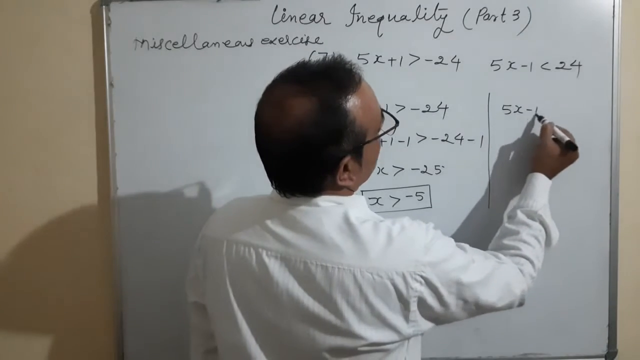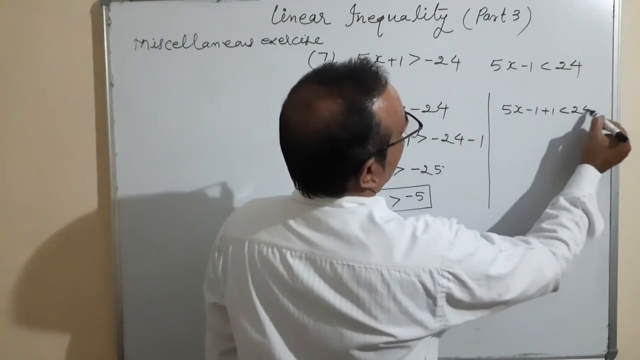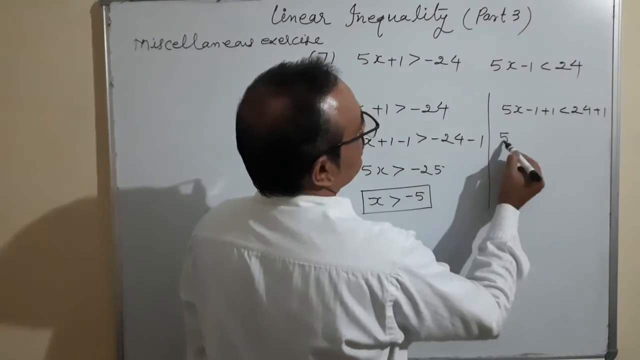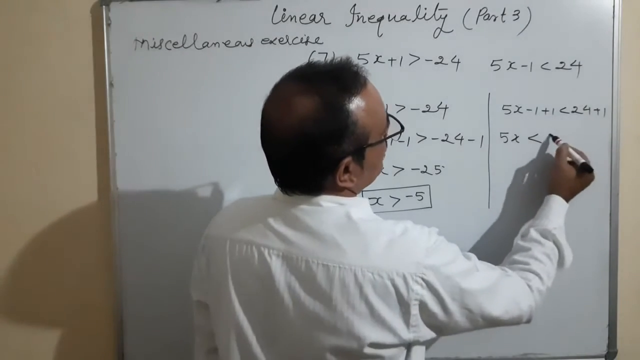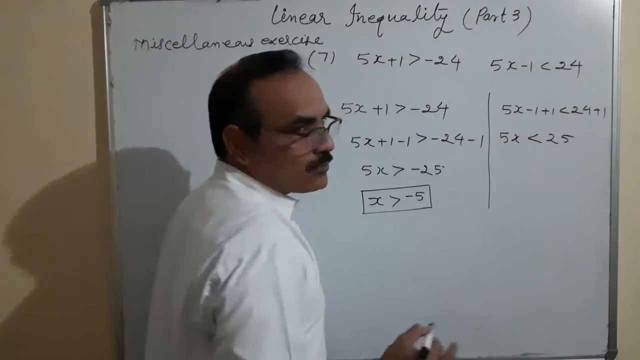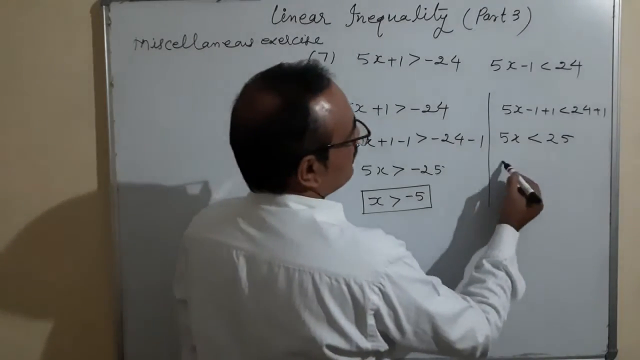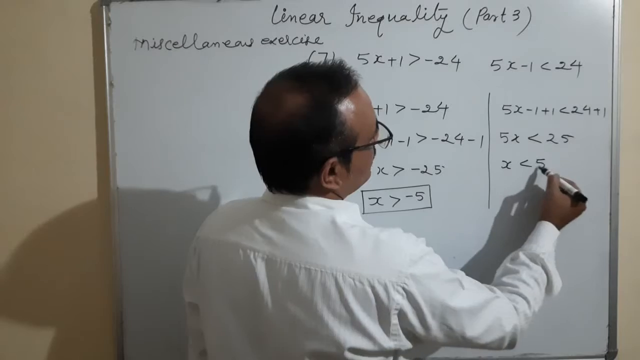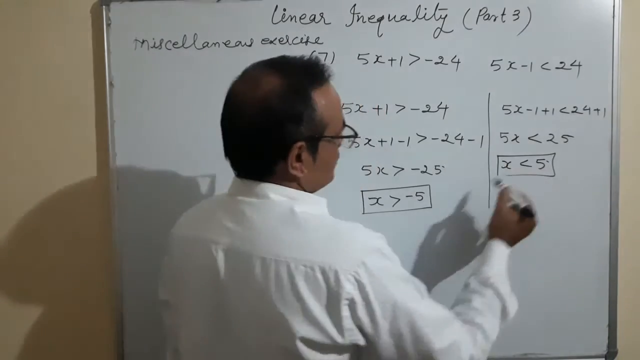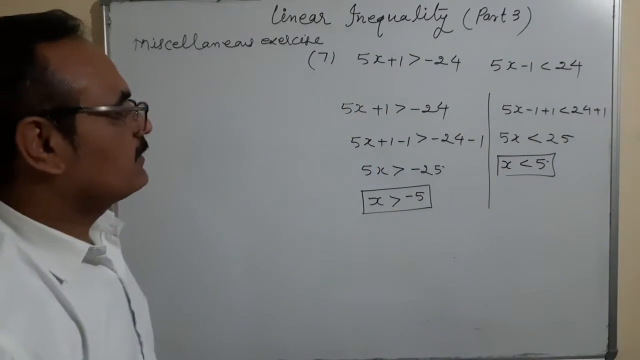5x minus 1 plus 1 is less than 24 plus 1, adding 1 on both sides. 5x is less than 25. Actually we want to separate x, that's why sometimes we add, sometimes we subtract, divide, multiply. So x is less than 25 upon 5, it is 5. x is less than 5, x is greater than minus 5.